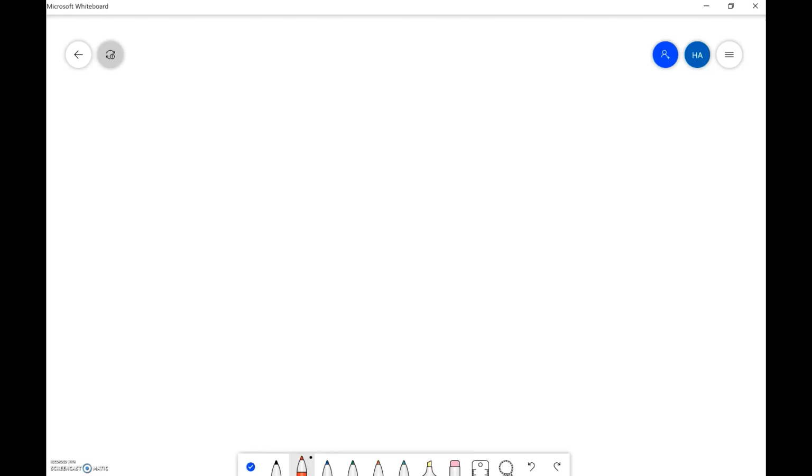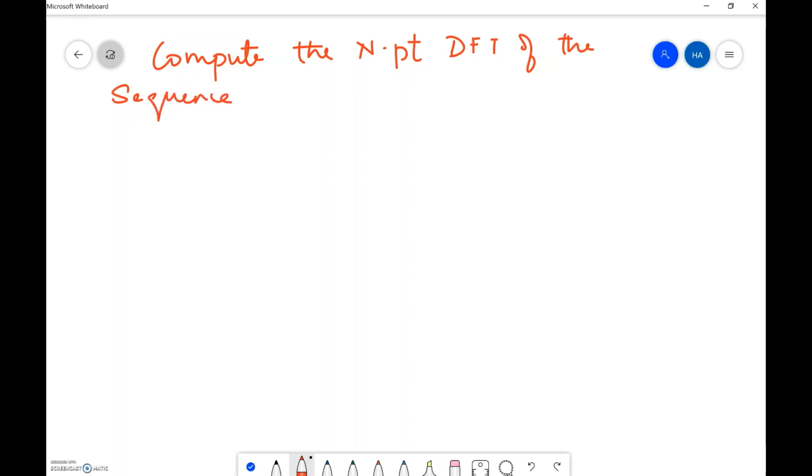Let us solve the problems on DFT of some of the general sequences given. Compute the N-point DFT of the sequence x of n equals a to the power n, for 0 less than or equal to n less than or equal to N minus 1.